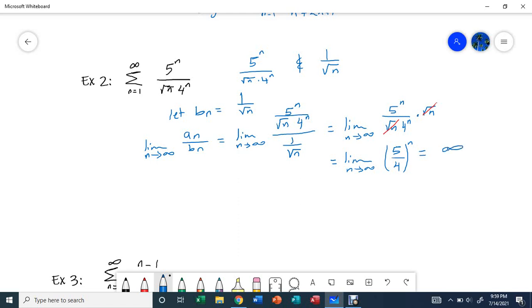So now, b_n is 1 over square root of n, which is n to the 1/2, and this is a p-series. We know it diverges if p is less than 1, and this is a p-series with p equals 1/2, the power of n, which is less than 1, so b_n diverges.